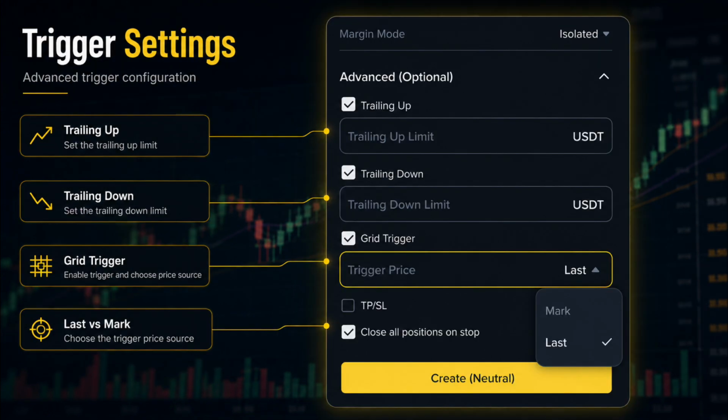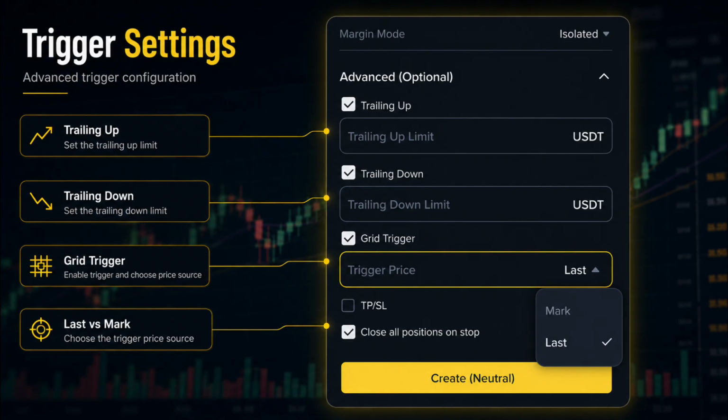Another setting is grid trigger. This means the bot does not have to start immediately. Instead, you can tell it to wait until the market reaches a trigger price. Only then does the bot activate. This can be useful if you want the strategy to begin only after price reaches a specific level.